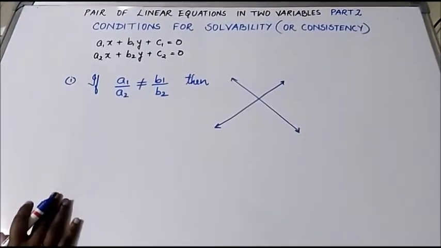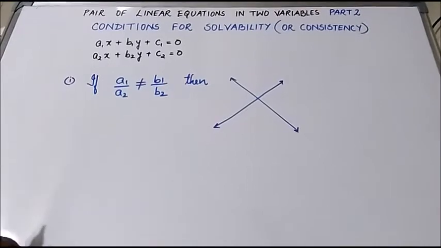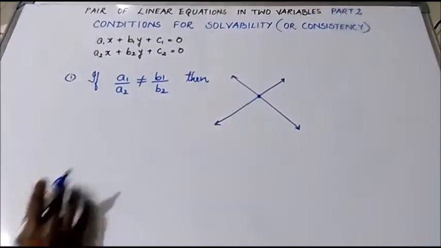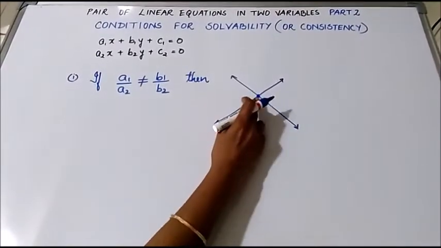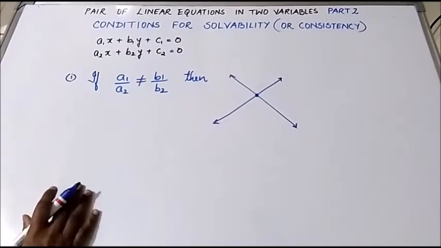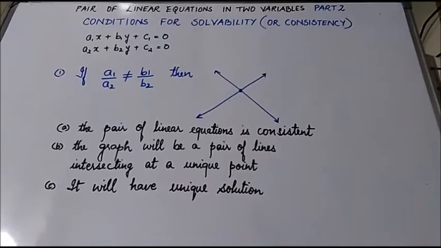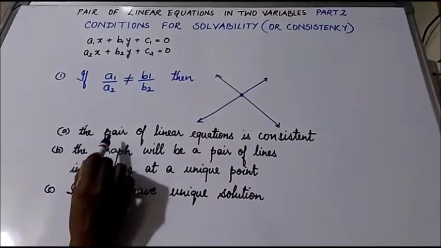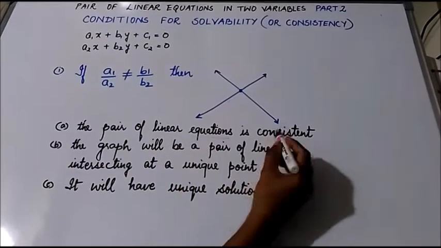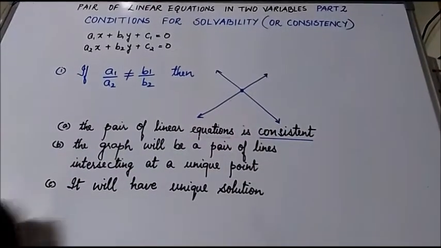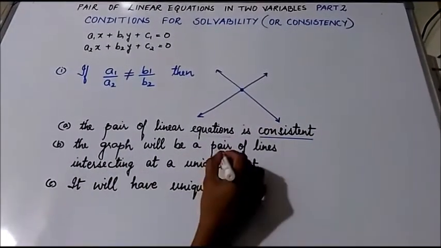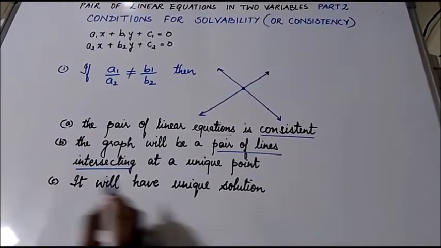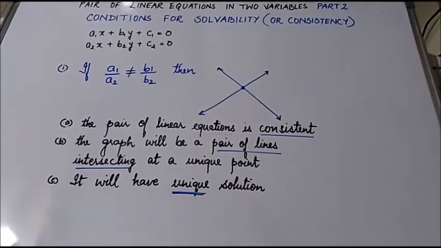Now in this case, the pair of linear equations is consistent as it has got a solution. And both the graphs, as you see, will intersect at a unique point, so it has a unique solution. Thus we see, if a1 by a2 is not equal to b1 by b2, then the pair of linear equations is consistent. The graph will be a pair of lines intersecting at a unique point, therefore it will have a unique solution.